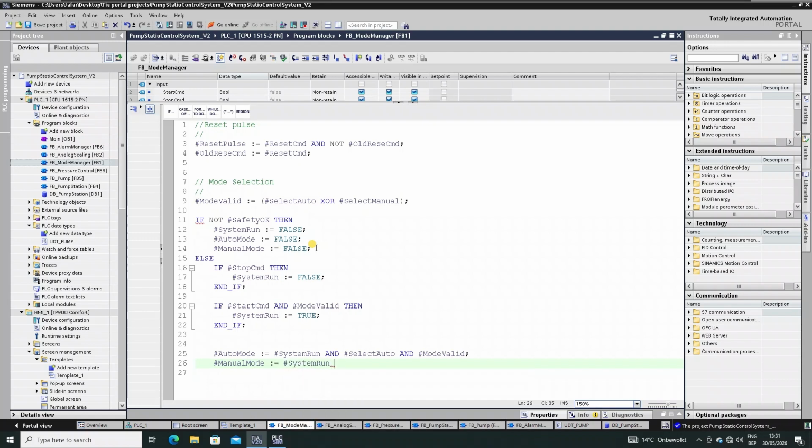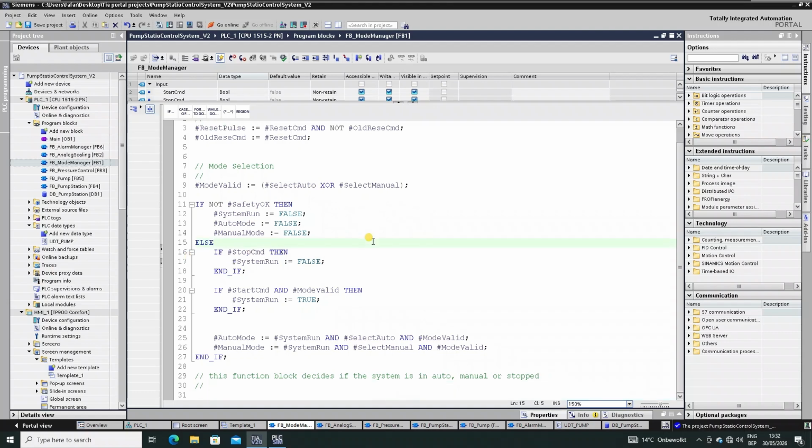For example, the pressure control block will only work in auto mode. The manual pump commands will only work in manual mode. The alarm system can use SystemRun, AutoMode, ManualMode, and reset pulse for control and reset functions. Now we are finished with our Mode Manager function block.